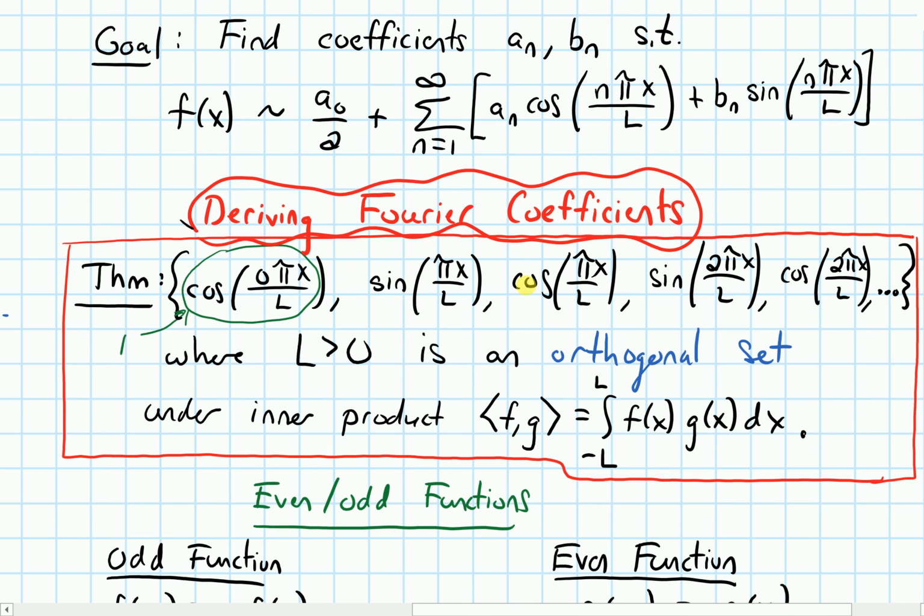Then we also have cosine of pi x over L, cosine of 2 pi x over L, and so on. We also have all the sine terms, sine of pi x over L, sine of 2 pi x over L, and then it keeps on going. This is an orthogonal set if we use the inner product, where the inner product of f and g is the integral from negative L to positive L of f of x times g of x.